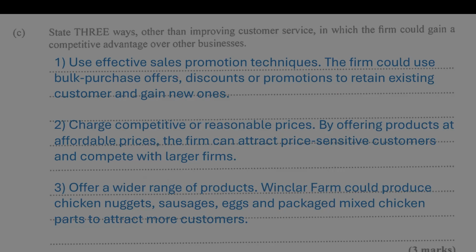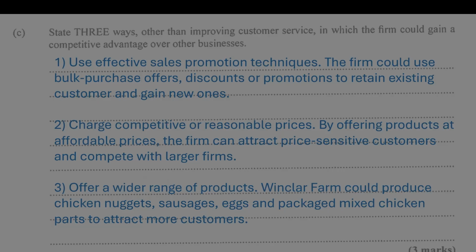So bulk purchase offers, they could offer discounts to customers purchasing in bulk, big orders. They could offer discounts. So let's say you spend over 500, you get 5% off. You could even run promotions. So if you buy one chicken, you get one free. So this would allow them to retain existing customers and even gain new ones.